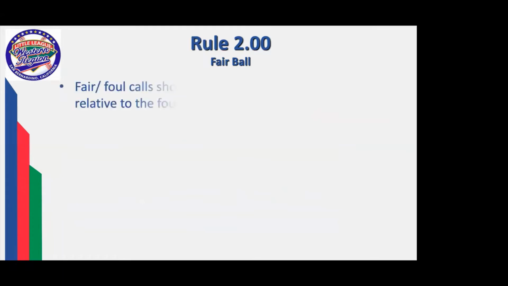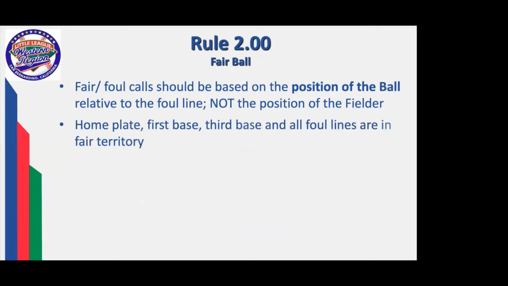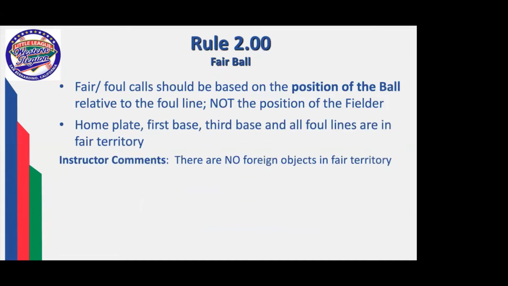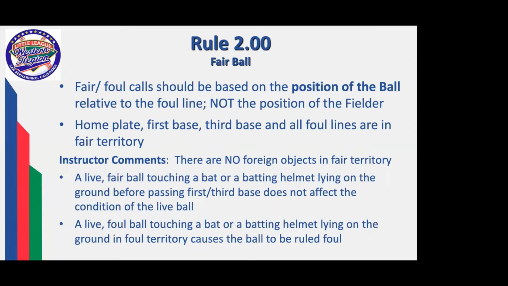A couple of additional considerations. Always judge fair and foul based on the position of the ball relative to the foul line, not the position of the fielder. Home plate, first base, third base, and all foul lines are in fair territory, which is why it's important for the grounds crew to work with you to make sure we get those fair and foul lines in the right spots. There are no foreign objects in fair territory. By foreign object, we're talking about a helmet or a bat that's dropped, something like that.